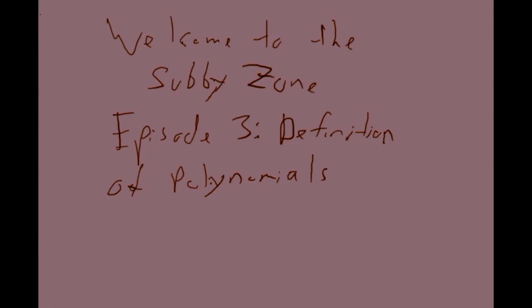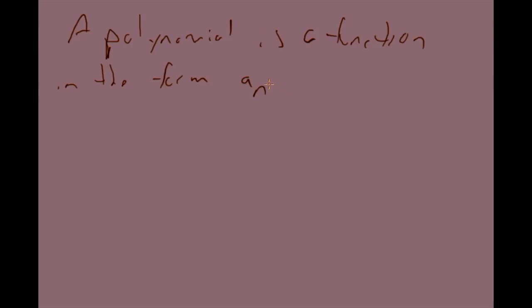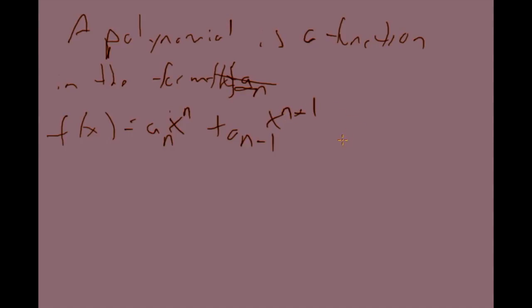Alright, so a polynomial is a function in the form f of x equals a sub n x to the n power plus a sub n minus 1 x to the n minus 1 plus ... plus a sub 1 x plus a sub 0. And that's a lot of stuff, but it's much more simple than that.